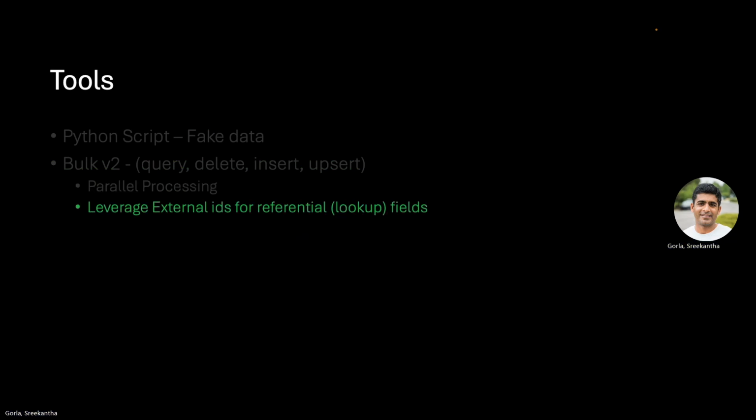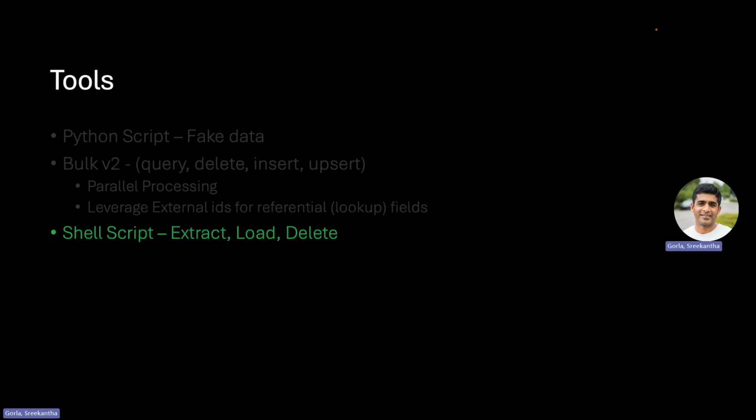To address some of these, I try to use automations using Python scripts and shell scripts. The Python script I used for creating some fake data for loading into sandboxes, and Bulk V2 I used to load data, query data, and even delete records in Salesforce. Bulk V2 automatically uses parallel processing by default, and it leverages external IDs. We can pass those. And shell scripts, I used for extract, delete, and load data.